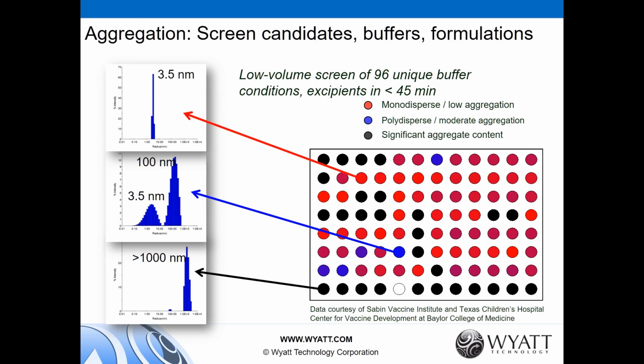Here's a nice example of looking at aggregation in a 96 well plate. So this was a relatively low volume screen. It did use more sample than some of the larger well plates might use, but it only took 45 minutes to run through all of these. And so the results are color-coded. Red indicates monodisperse or low aggregation, as you can see up here, a really sharp peak at 3.5 nanometers. The blue indicates those that are more polydisperse, and so here we have mixed in some 100 nanometer particles, and then the black ones are those that we can basically discard. There's been significant precipitation, and we have no interest in proceeding with those formulations at all.